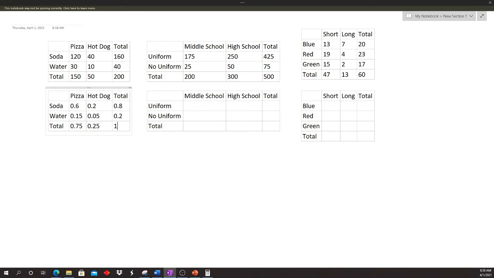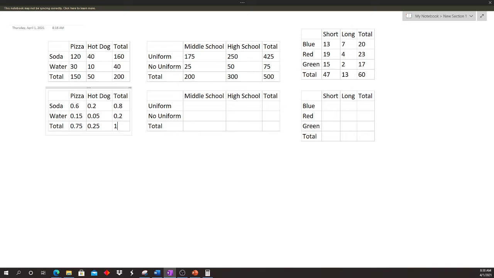Now, typically in a relative frequency table, you're going to list these as decimals, but you could easily convert these to percents by moving the decimal place 2 places to the right. So, for instance, for people who ordered pizza and soda, that represents 60% because the decimal is 0.6. People who ordered water and a hot dog, 0.05, that represents 5%, etc. But for the table itself, we typically leave it as a decimal.